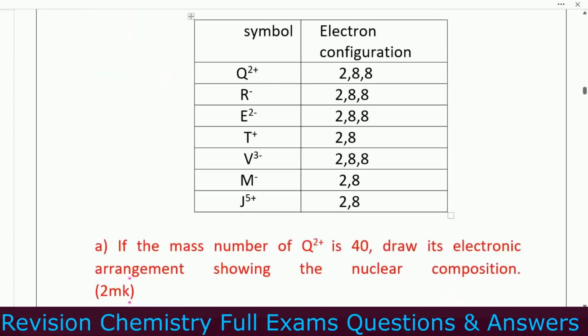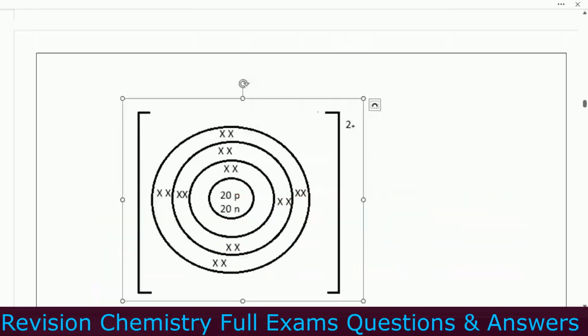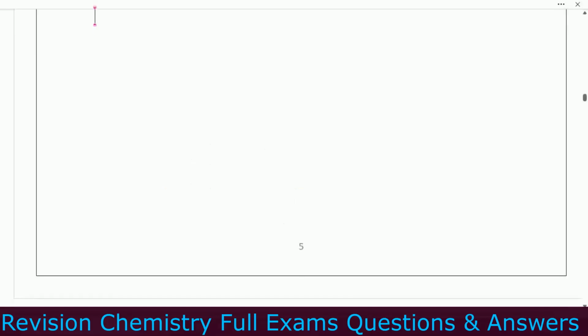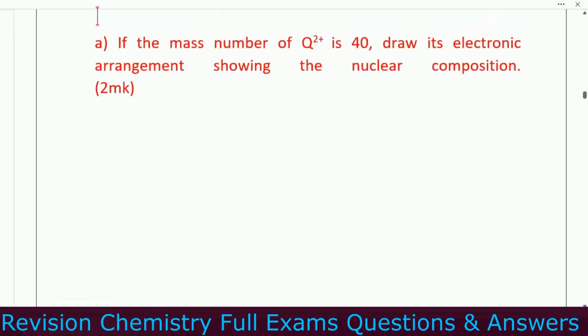You are told the mass number of ion Q is 40. Draw its electronic arrangement showing nuclear composition. And this one is very simple. You just look at the electronic configuration, and this is how you draw it. Very simple. You get how many marks? This one has 2 marks.